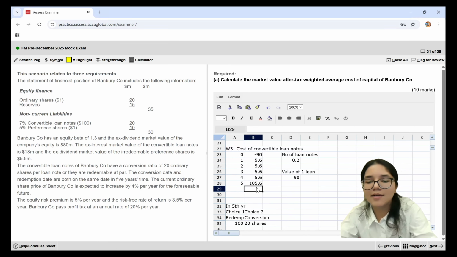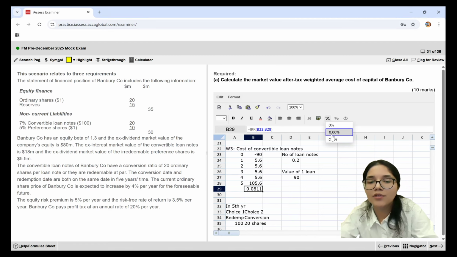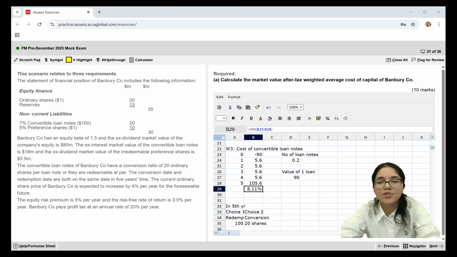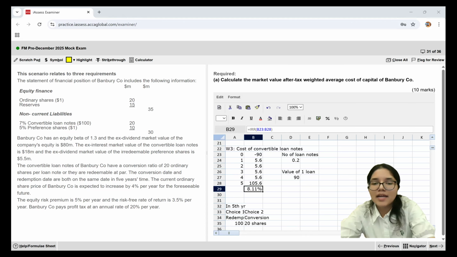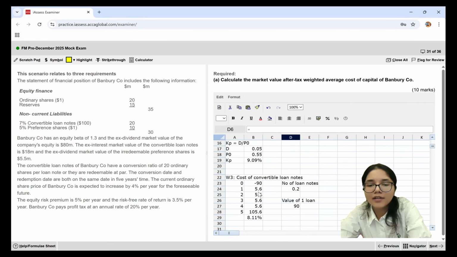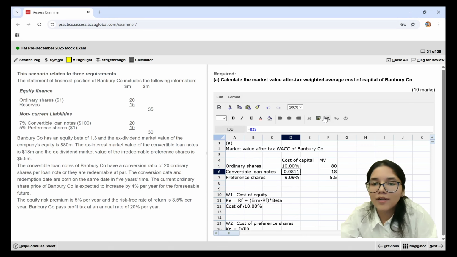Now, what I want to do is calculate the IRR of all of these cash flows. So I use the equals IRR formula, select all the cash flows, hit enter, and this is going to give me the cost of these convertible loan notes. So 8.11%, this is what I will put equals to over here and link it to this particular cell.